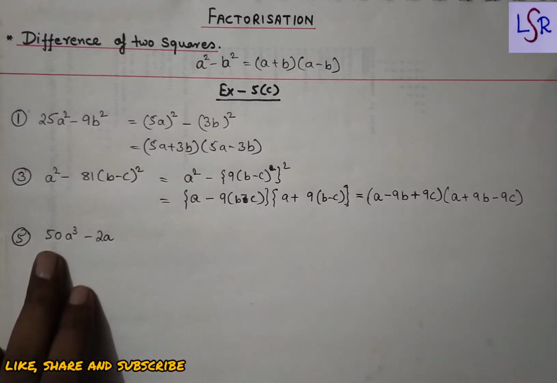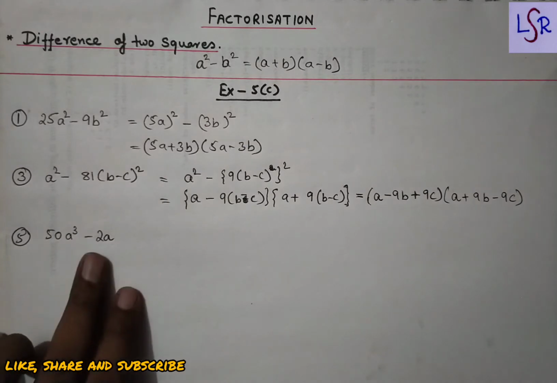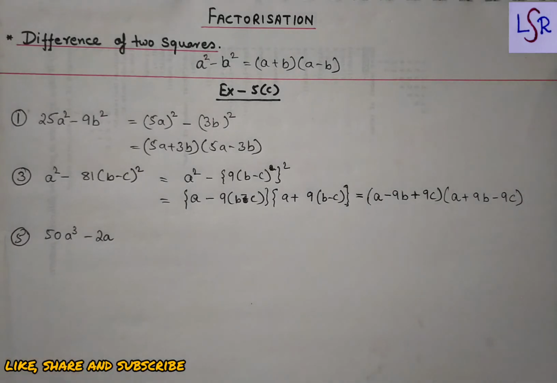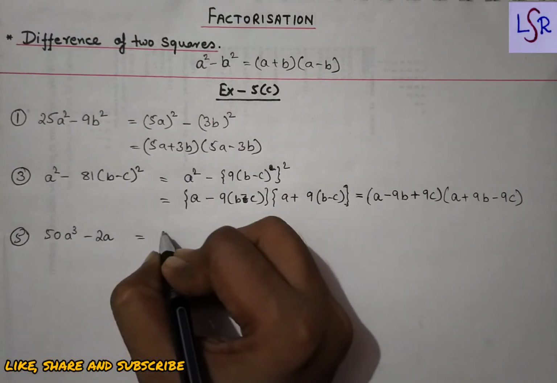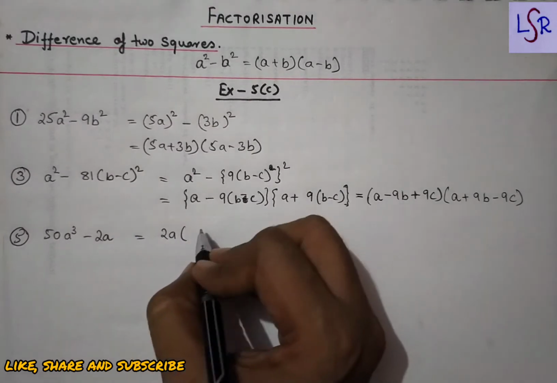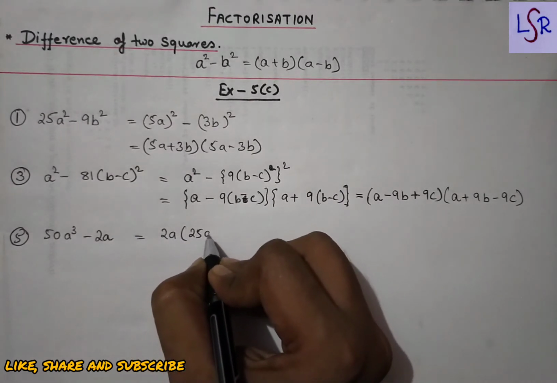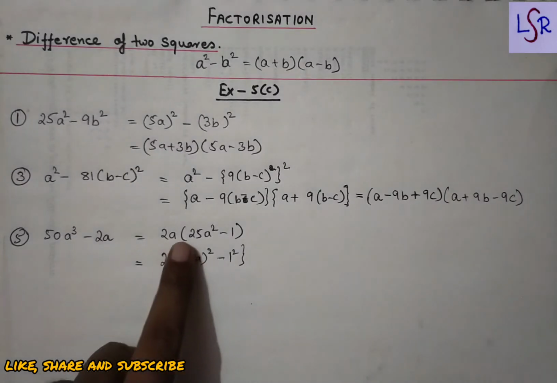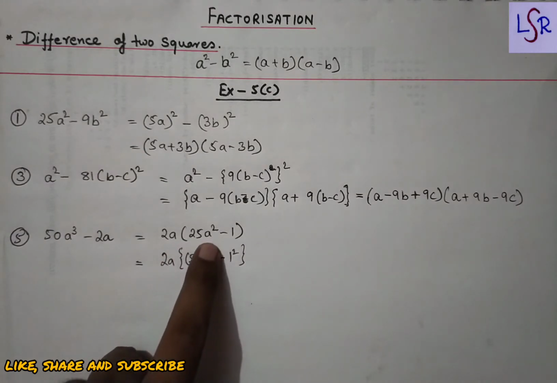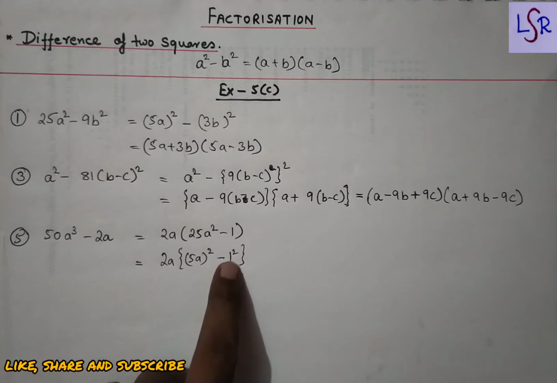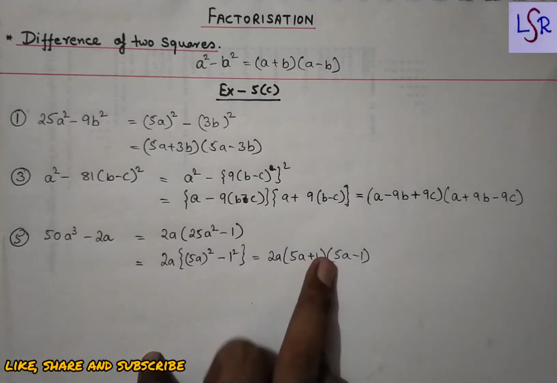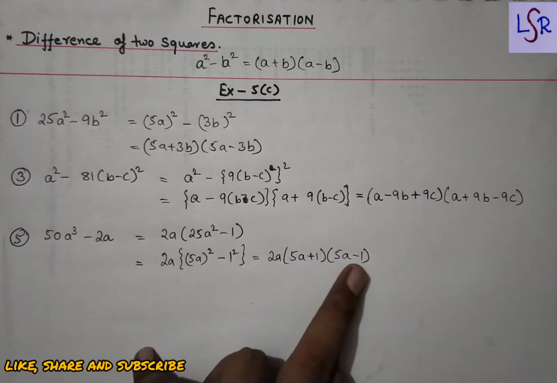Now let's see fifth question. Here we are having 50a cube and minus 2a. So very first of all, we see that we can take a common of 2a from both of it. So we are going to take the common of 2a, and on taking the common of 2a we got 25a square minus 1. After that we have just written 25a square as 5a to the whole square and minus 1 as minus 1 square, because 1 square is 1 only. Now we are having this one in the form of a square minus b square, and we can write this one into a plus b and a minus b. So 5a plus 1 and 5a minus 1.